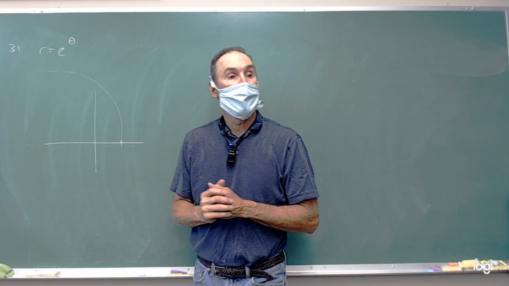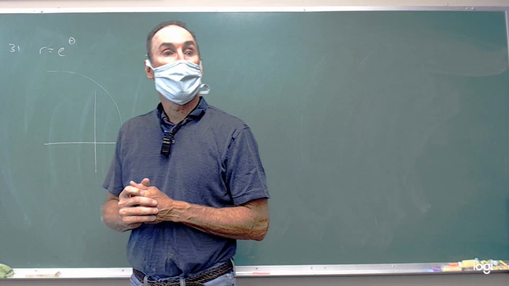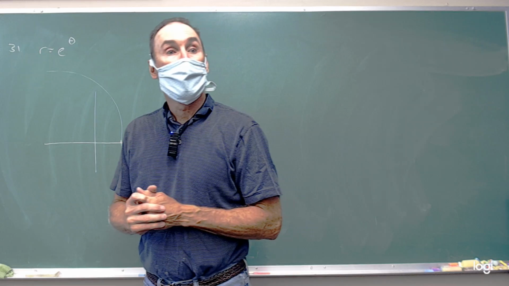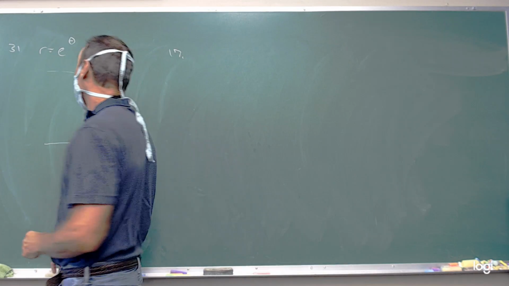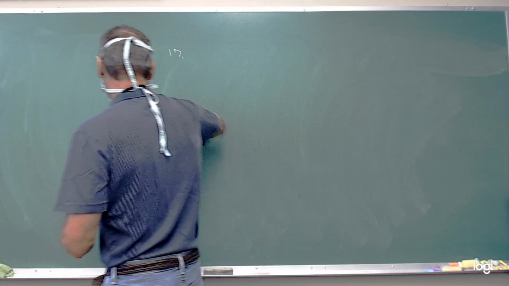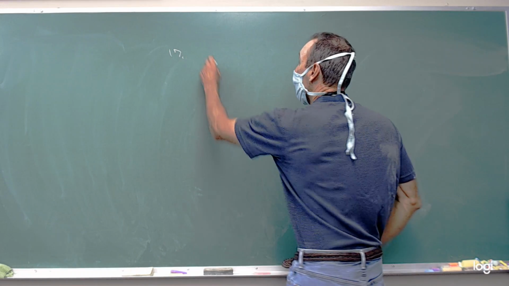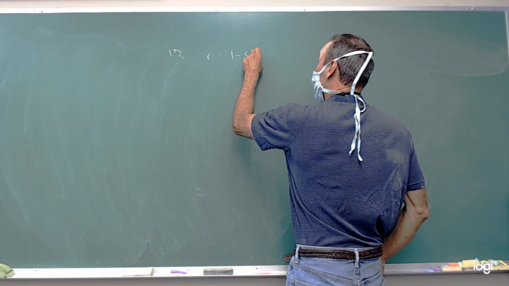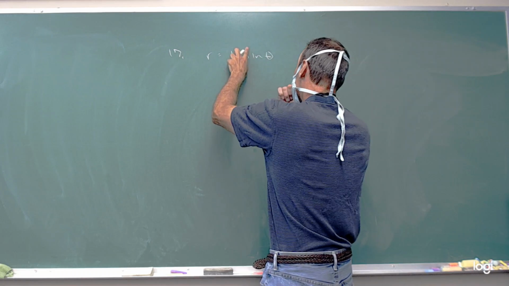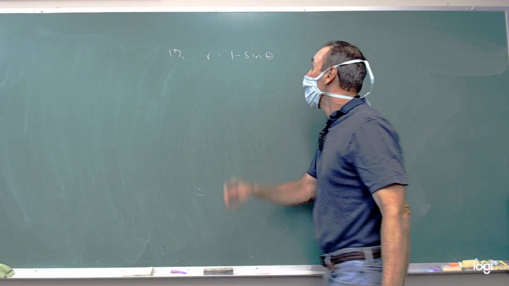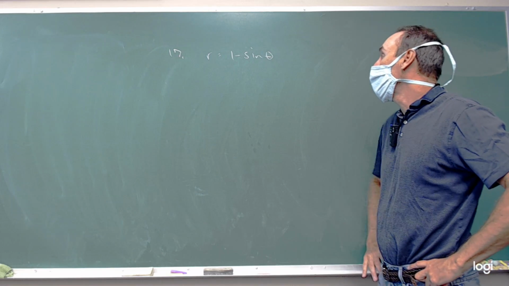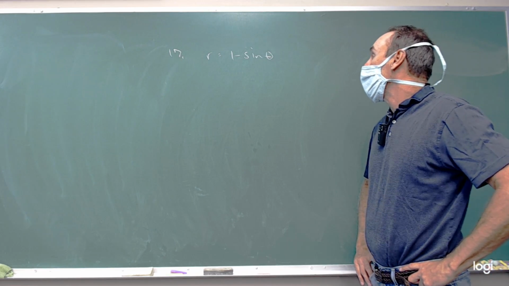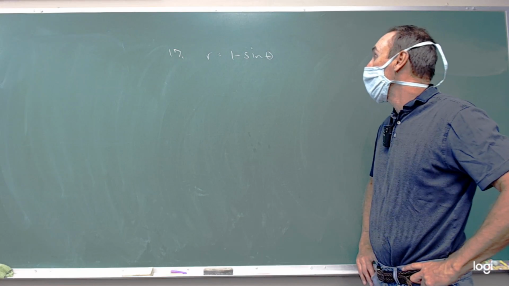Gotcha. So going back to 17, I really struggled with finding the rectangular equation on that one. Those are tough. Okay, so back to 17. Do you know what that one is? It was r equals 1 minus sine theta. And we're supposed to find rectangulars here? Yeah, along with graphing it. I was okay on that. Yeah, me too.